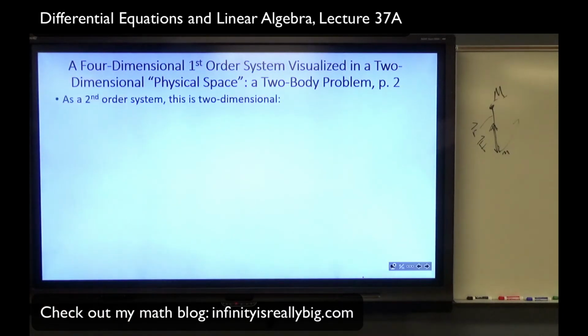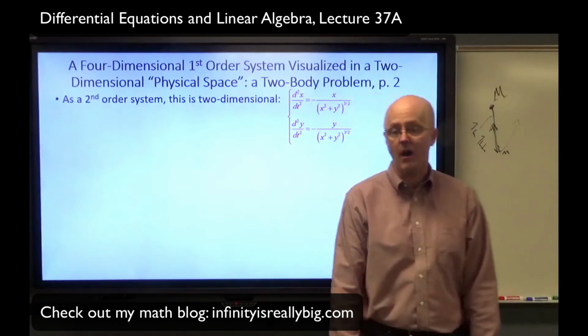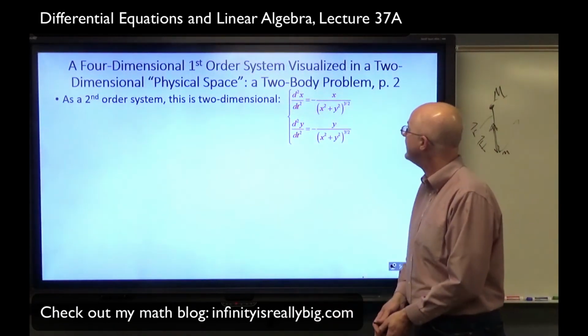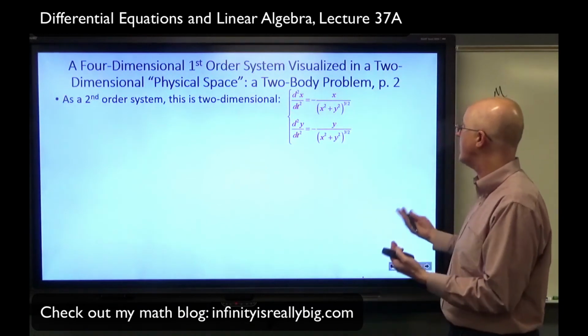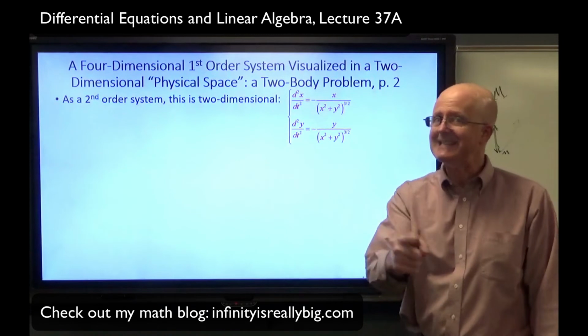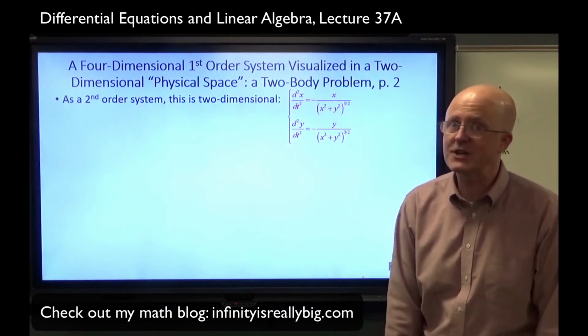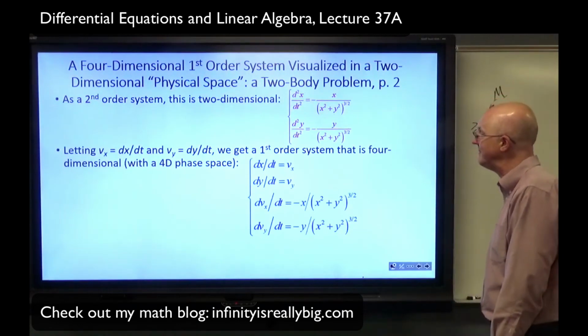Okay? As a second order system, it's two-dimensional. If I think in terms of the components of r, x and y, I get this system of two second order equations in terms of those scalar quantities, little x and little y. If I bring the velocities in both the x and y direction into play, then I get a four-dimensional first order system. Here it is.